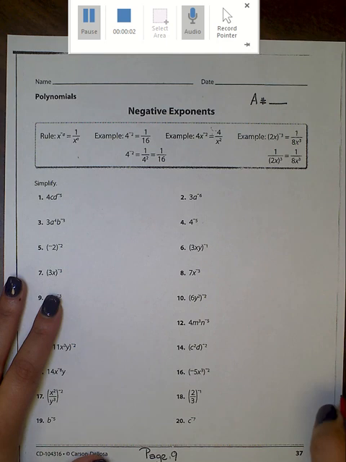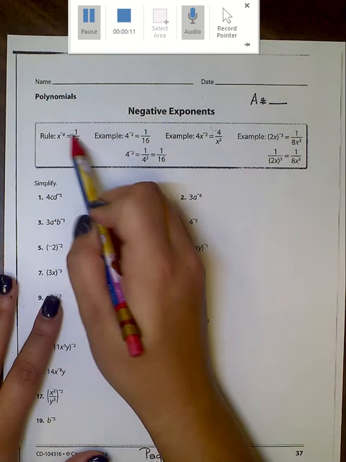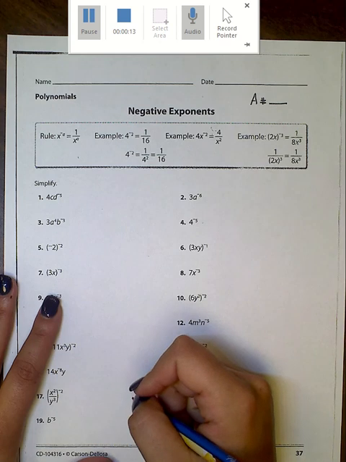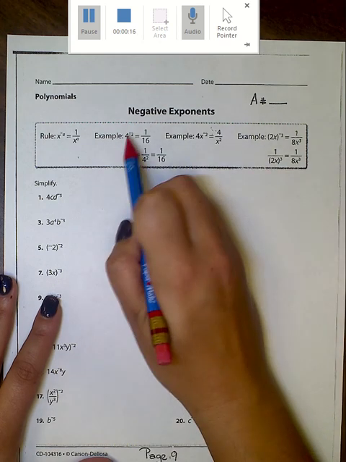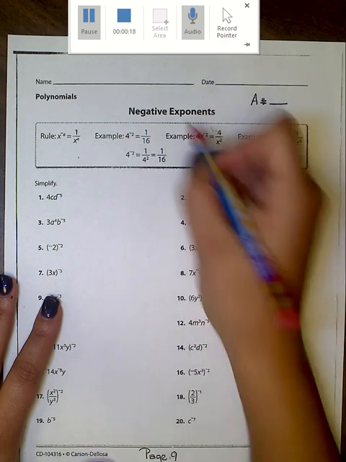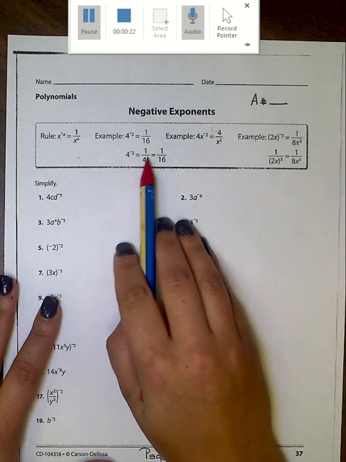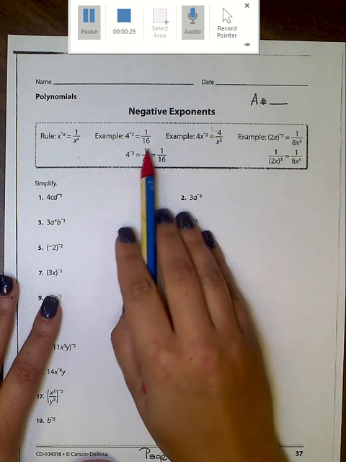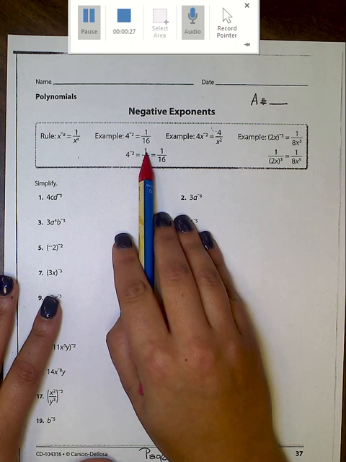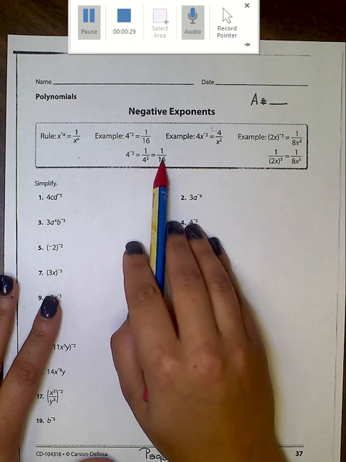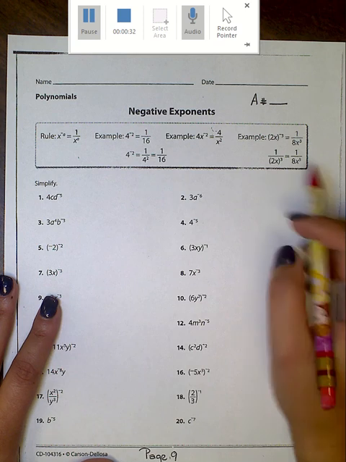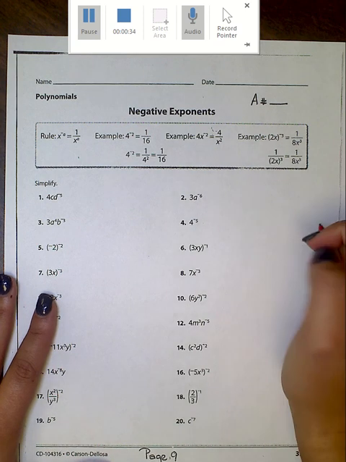We are now on page 9. It says polynomials negative exponents. So just like the video before, if you have a negative exponent, it will become positive in the denominator. This case is 4 to the negative second. It will become positive in the denominator because below, 4 to the negative second would look like 4 to the second in the denominator, using 1 as the numerator of your fraction, and 4 squared is 16, so we just move straight across. However, the next example is a little bit tougher.